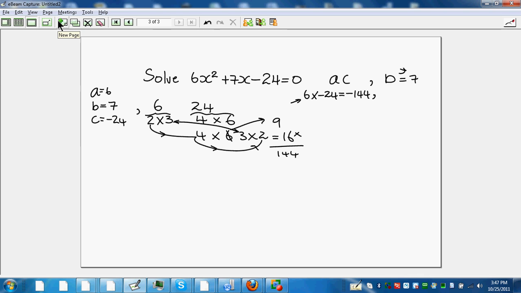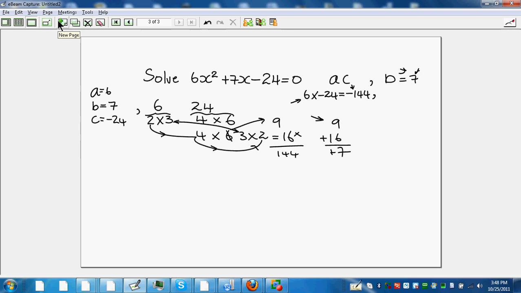And I have to find a combination where I would add 9 and 16 to get 7. Now, we need to get negative 144 because that's what AC was originally. So to get negative 144, I could either have the 9 negative or the 16 negative. But across on this side, I have to choose one of them to be negative such that when I add them together, I get positive 7. In order to do that, it means that the larger number has to be positive for the answer to end up positive.